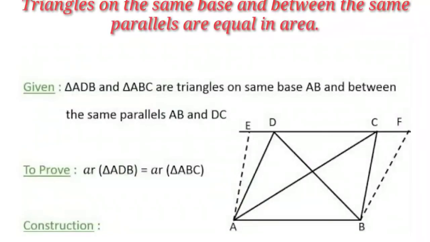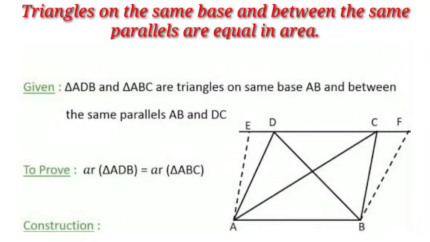Next, the corollary is triangles on the same base and between the same parallels are equal in area. Look at the figure. Here triangles ABD and ABC are the triangles on the same base AB and between the same parallels. So area of ADB equals area of triangle ABC.